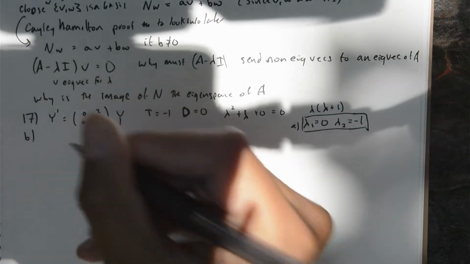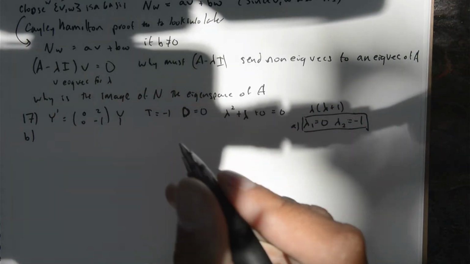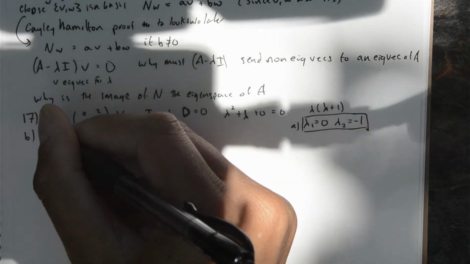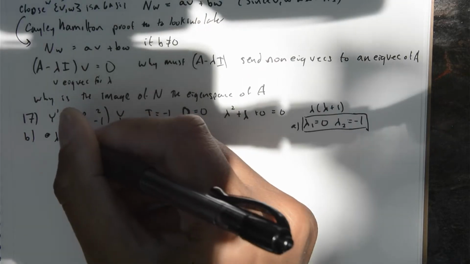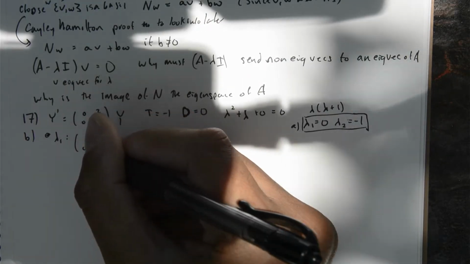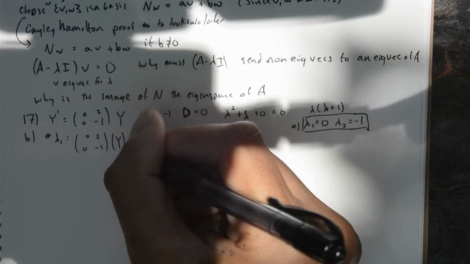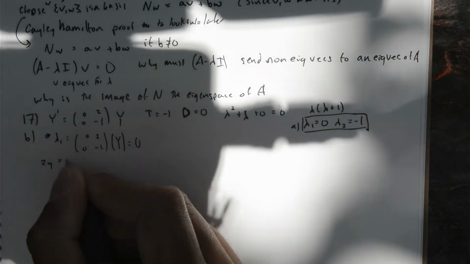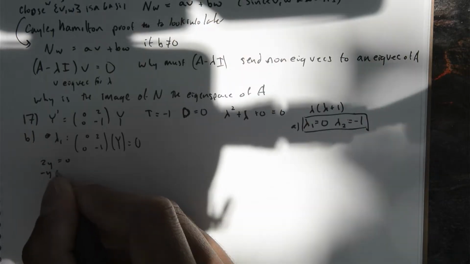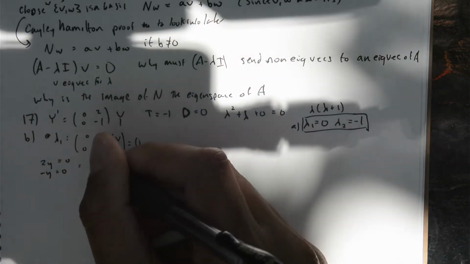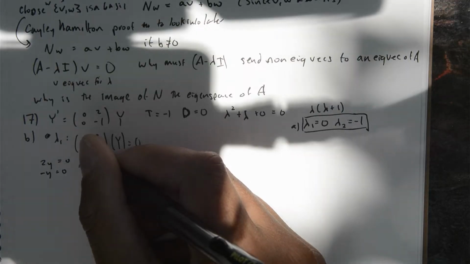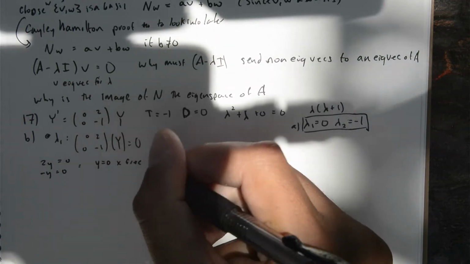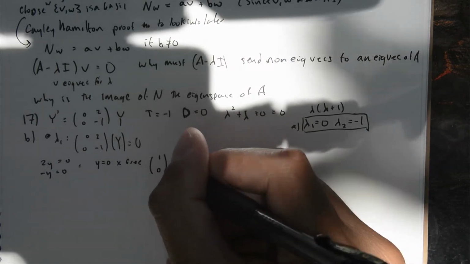Now part B is find the eigenvectors. So for lambda 1, we need to find 0, 2, 0, minus 1 times y equals 0. Okay, so if we write this out in equations, we get 2y equals 0 and minus y equals 0. And this gives us that y is equal to 0 and x is free. So the eigenvector here is going to be 1, 0, equal to v1.